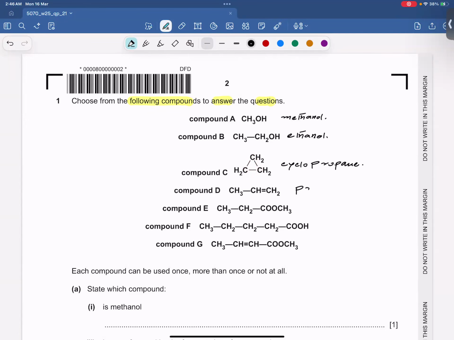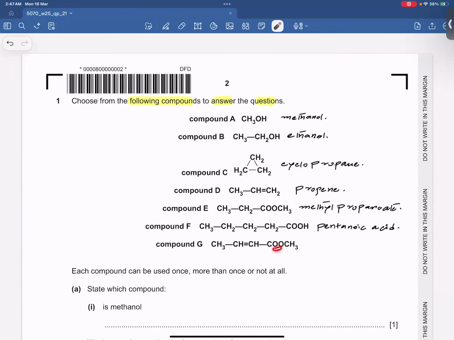This is propene because it contains a double bond between the carbon atoms. This is basically an ester because it has a COO group. So it is methyl and it is propanoate. So its name is methyl propanoate. This is basically 1, 2, 3, 4, 5 carbon atoms of a carboxylic acid, so it has to be pentanoic acid. And this compound has an ester along with a double bond.